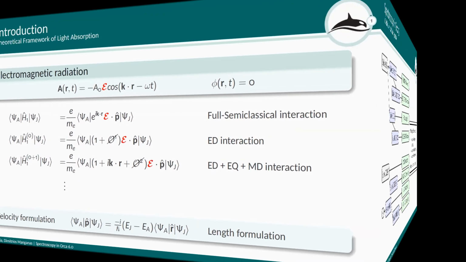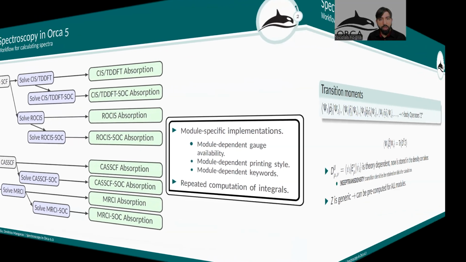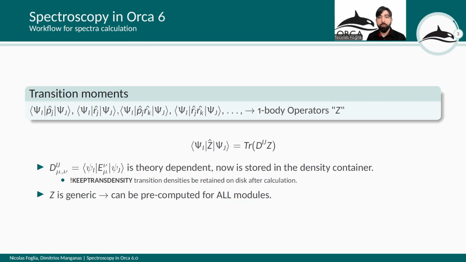In ORCA 5, the implementations of absorption and circular dichroism spectra were module-specific, leading to inconsistent calculation options, keyword controls, and output format among different ORCA modules. Additionally, as Frank mentioned yesterday in his presentation, the necessary integrals were computed multiple times during the calculation. In ORCA 6, we completely rebuilt the spectroscopy computation process.